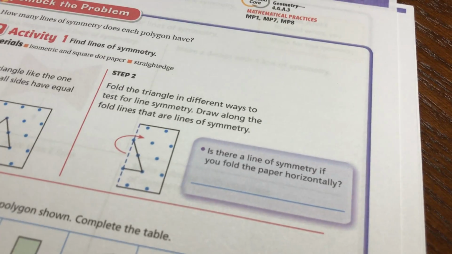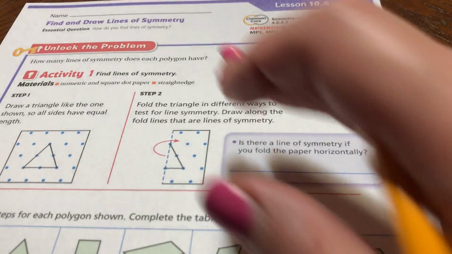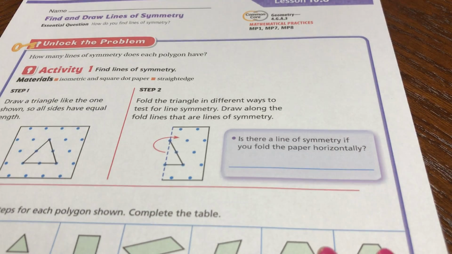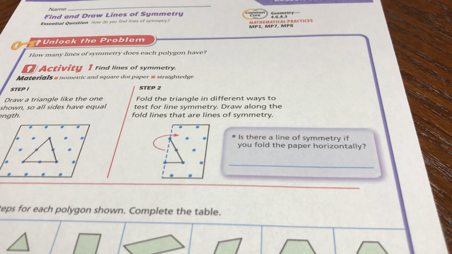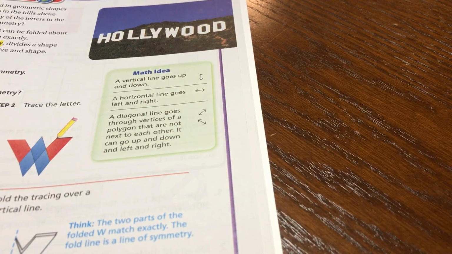So the first thing that they want us to do, we can't because we don't have that kind of paper at home, nor do I have it here at my house. So we're going to skip over activity number 1. But let's just review for a quick second because I feel like this is really important from yesterday's lesson. So I'm going back to lesson 10.5. And when we were on the first page there, the unlock the problem with the word Hollywood. This box here that you read independently yesterday, it's very important.